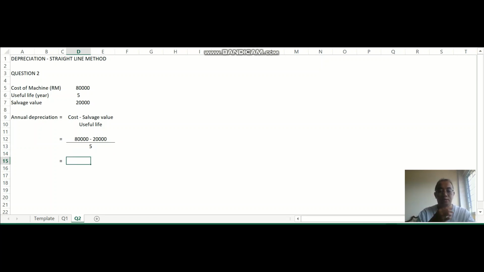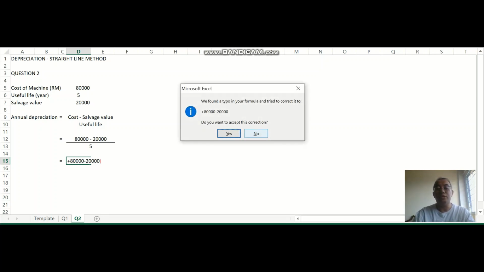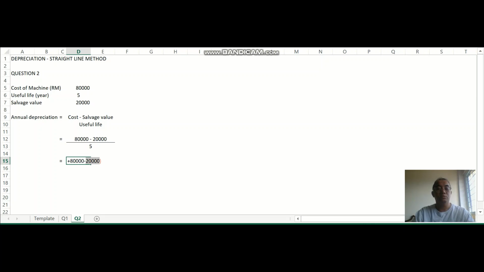Okay, so let me do it in the formula. I take 80,000 minus 20,000, and then divide by 5. Let me see here. Yes, we have 12,000 per year. Sorry for the slips, I'm just a little bit nervous when I'm doing it online.